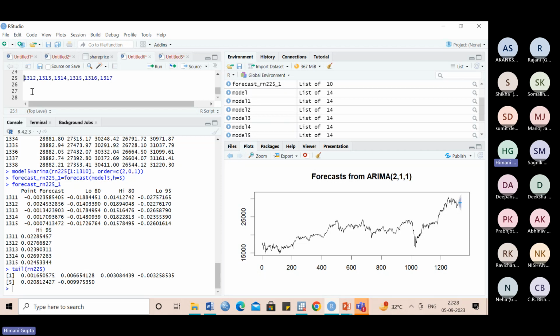Now let's check my 1312 value. The 1312 value that I have predicted is 0.00245 something. And now you will see the actual value is 0.0016. It's near about 0.002 only.